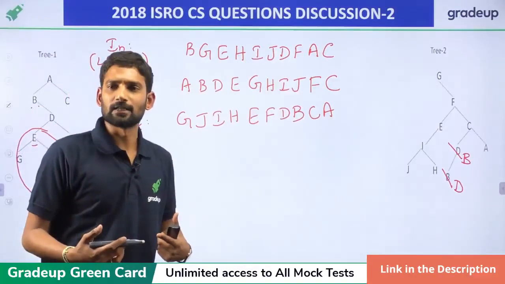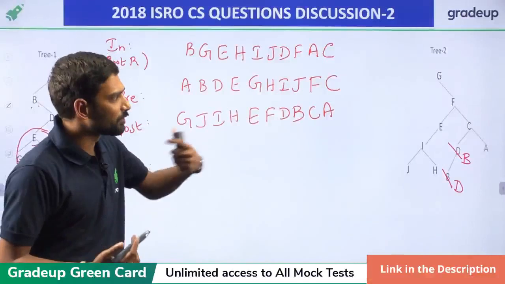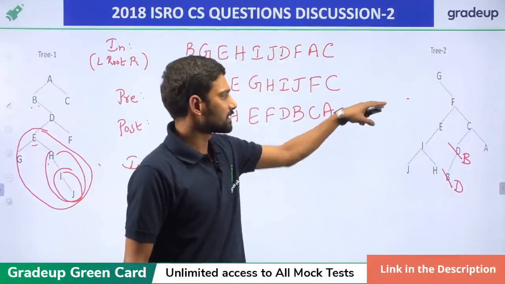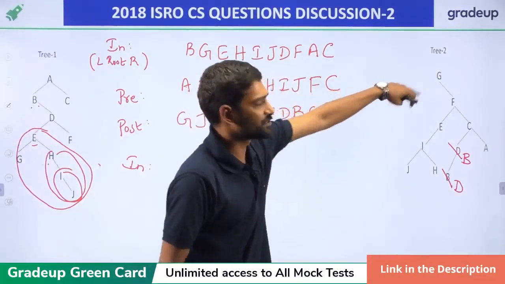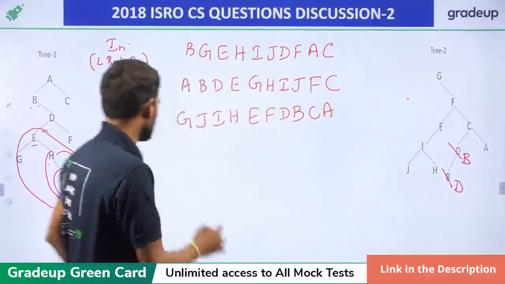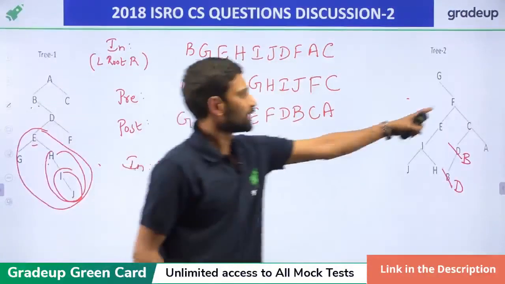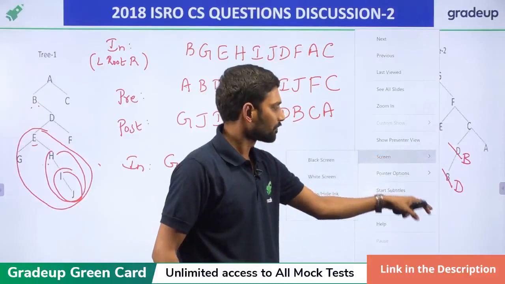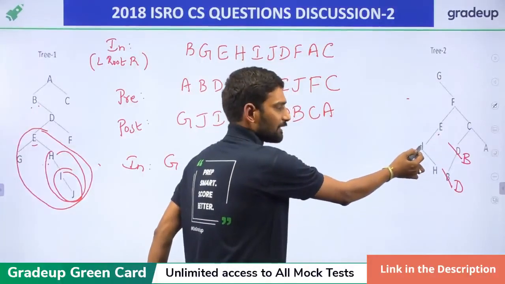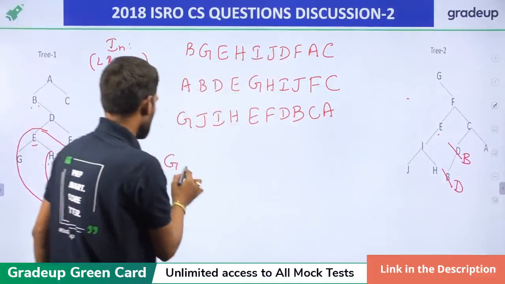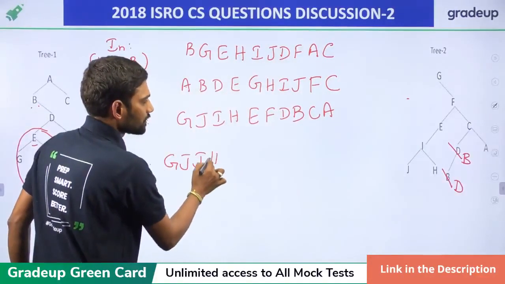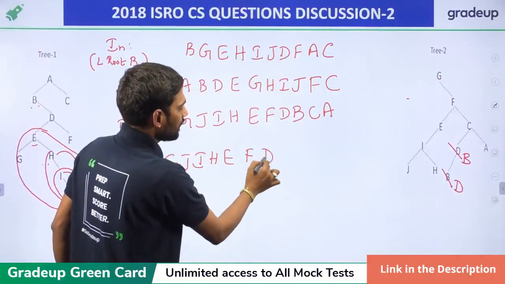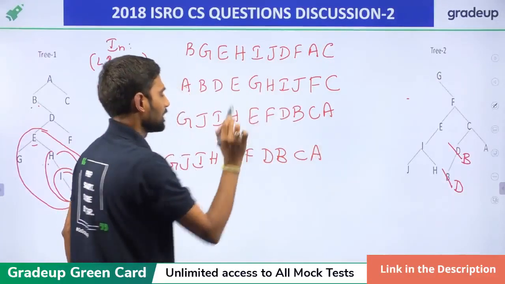So I am getting different answers. So please hold, let me do it for you. This is the tree. In-order says left, root, right. There is no left for G. Left is over. Root is G. Now right. Right is again a subtree. Left is a subtree. Left is a subtree. Again left is a subtree. Left. Now J, I, H, now E, F, D, B, C, A.